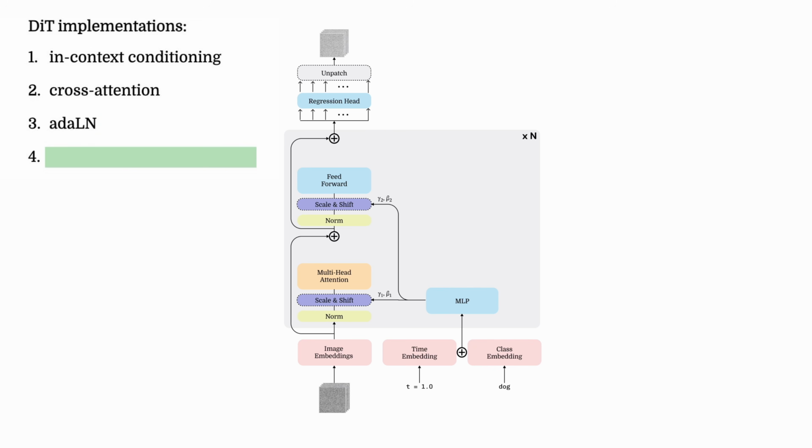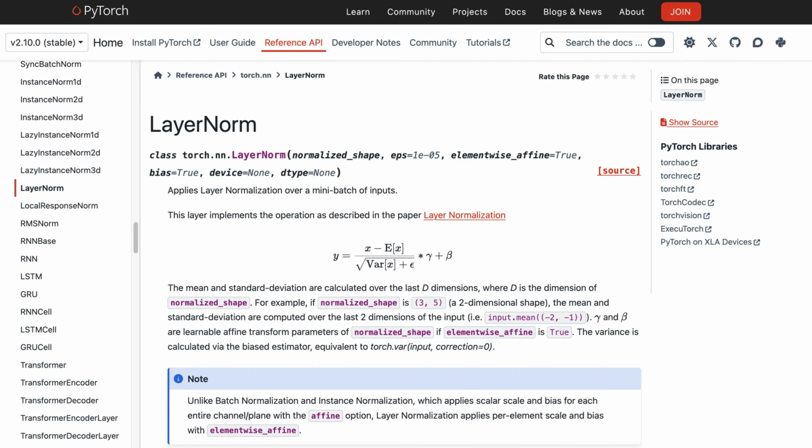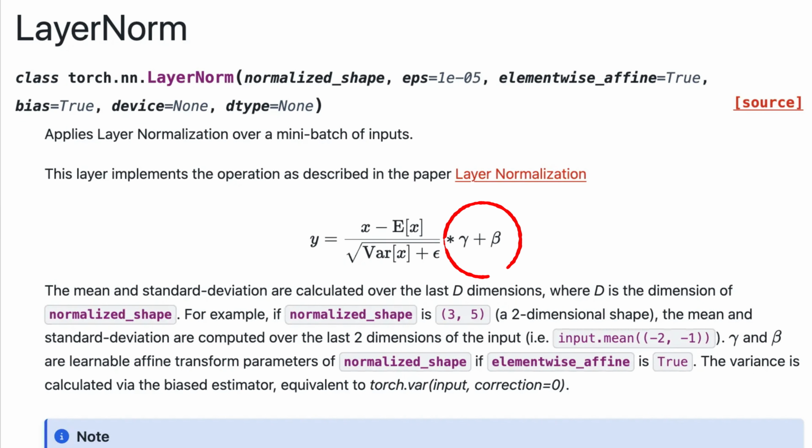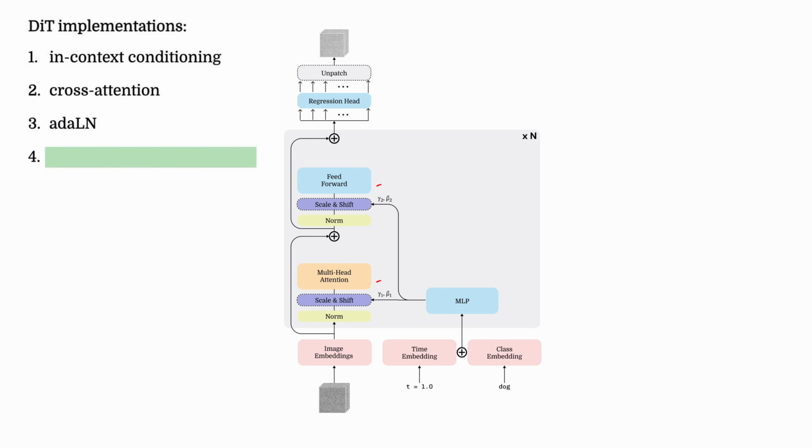This option is also called adaptive layer norm, or adaLN. That's because of its similarity to layer normalization, which also applies a scale gamma and a shift beta. The difference is these parameters are dynamically determined by the conditioning signal. And we've almost reconstructed the full diffusion transformer. Option 4 brings the final missing piece.